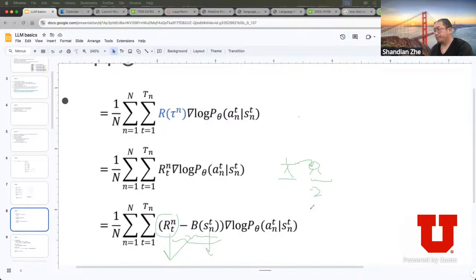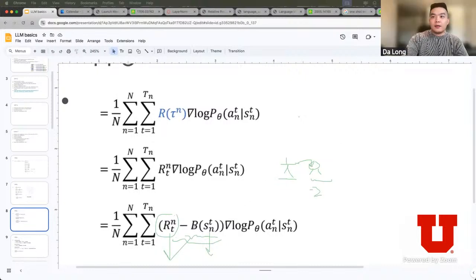Because in this game, in this step, your long-term reward is a positive value, but actually this action is not good. You have to compare it with the other possible actions, like you can go up, you can go left, right? Going right is actually worse than the other directions. So you have to subtract the average of those actions.